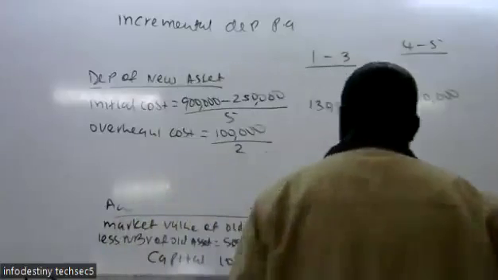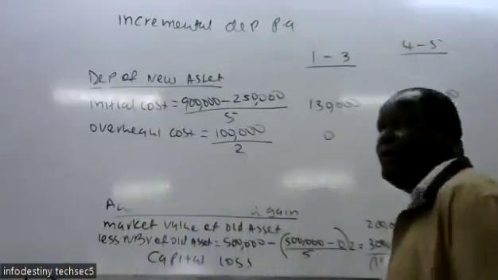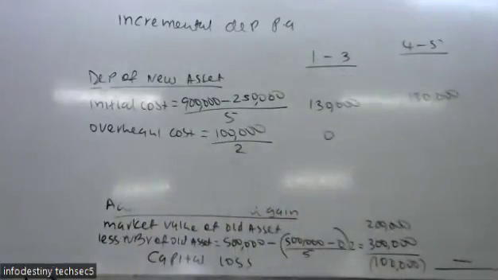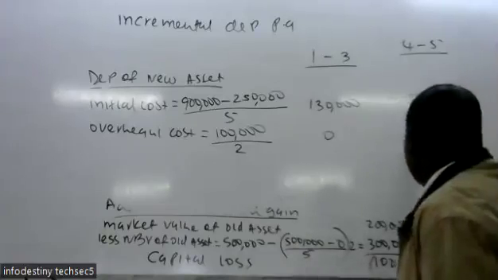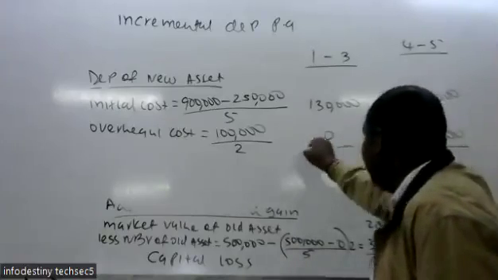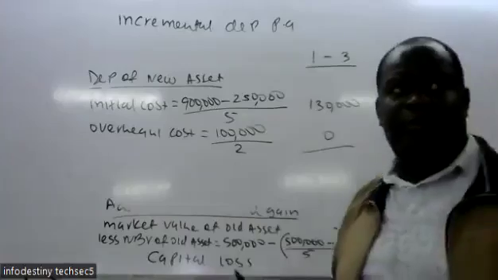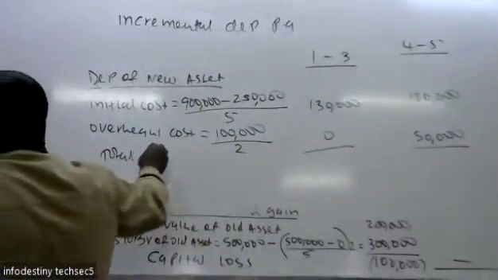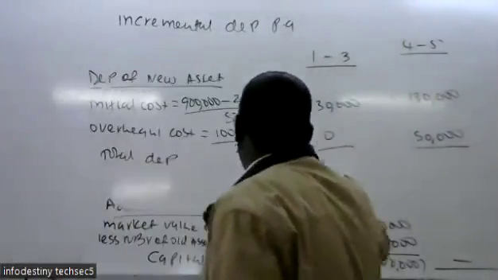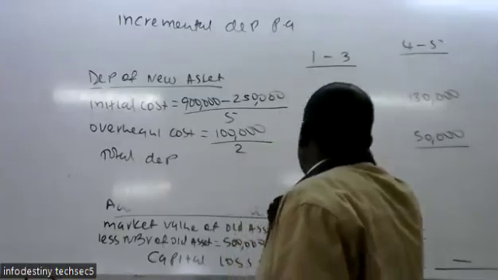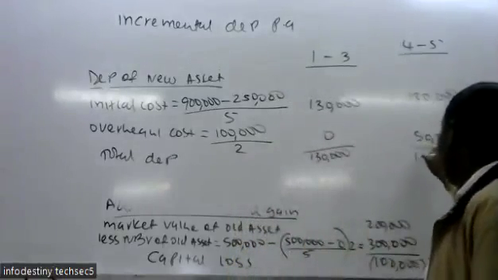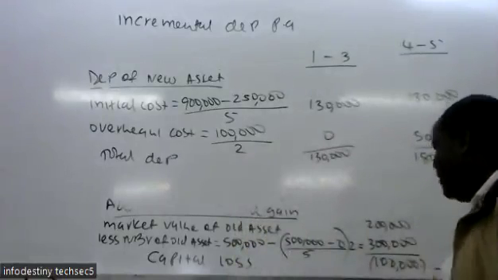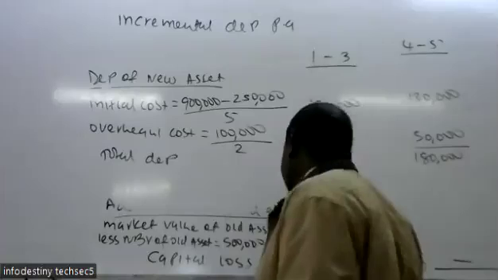So year 1 up to year 3 is 0. But year 4 and year 5, each year it will be 50,000. So when you add them, you get the total depreciation for each year. So this one should be 130,000, and this one should be 180,000.